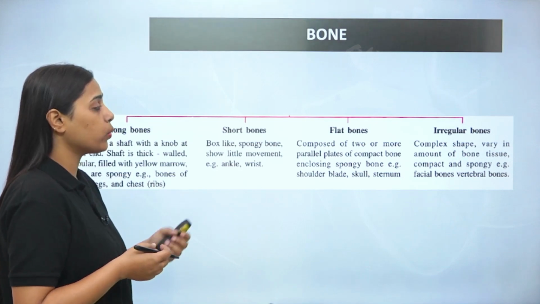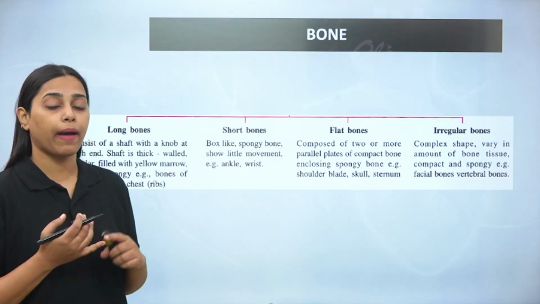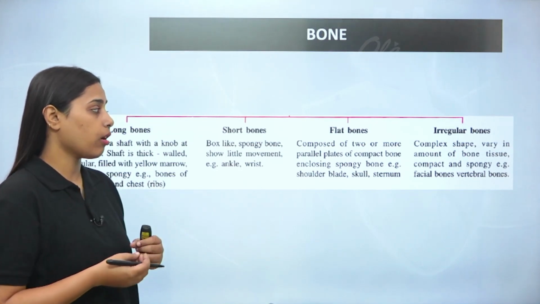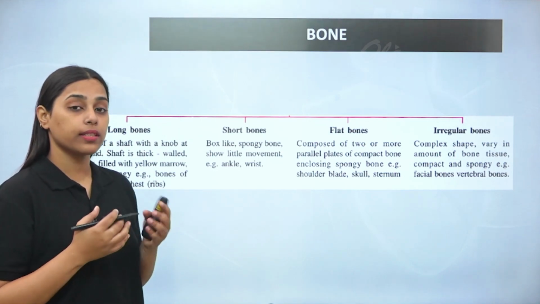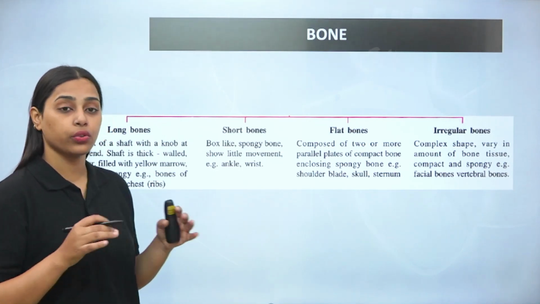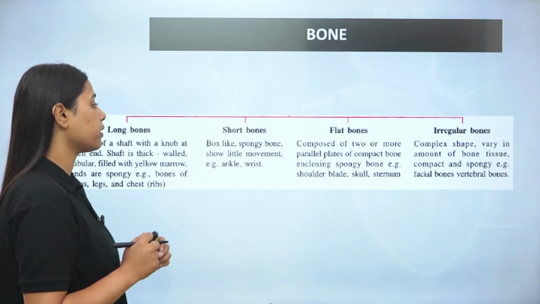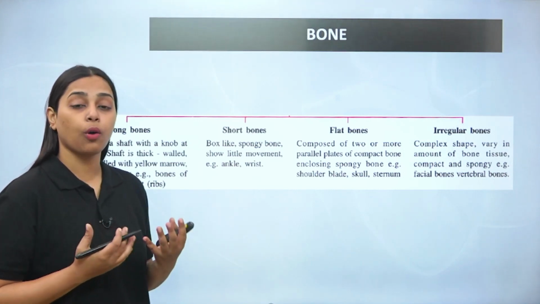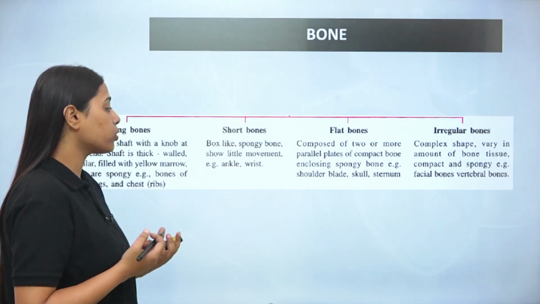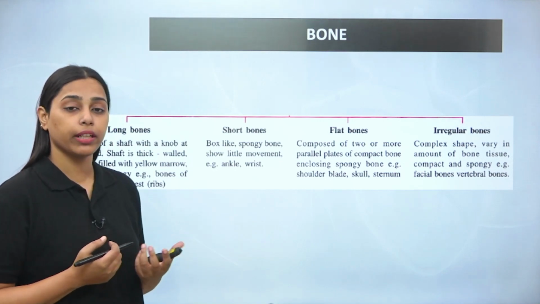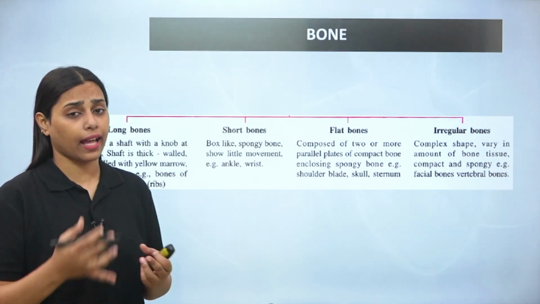Then there are flat bones. These are composed of two or more parallel plates of compact bone which enclose a spongy bone in it. Like the shoulder blade bone, then skull, sternum. Short bones are box-like and they are spongy bones. They show very little movement. These are present in the wrist and ankle.